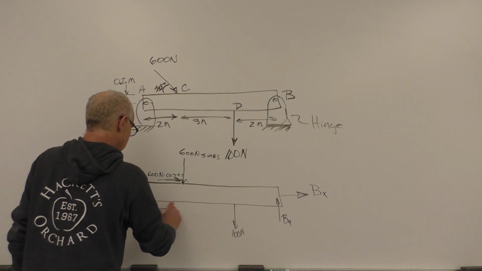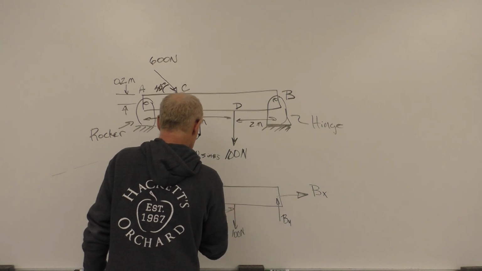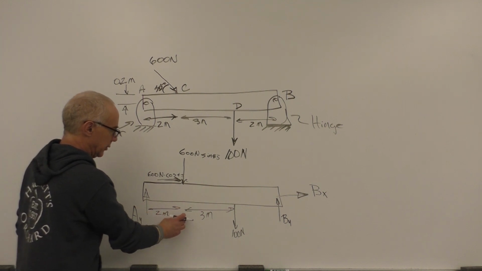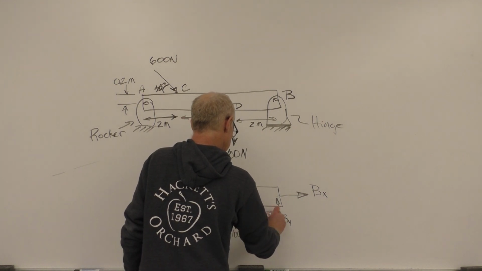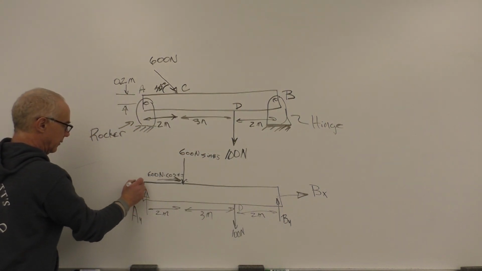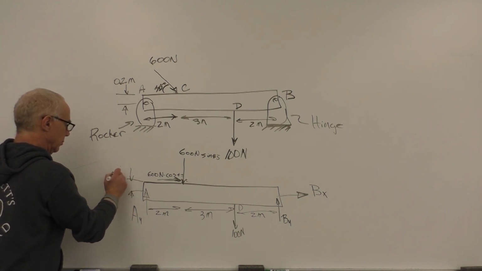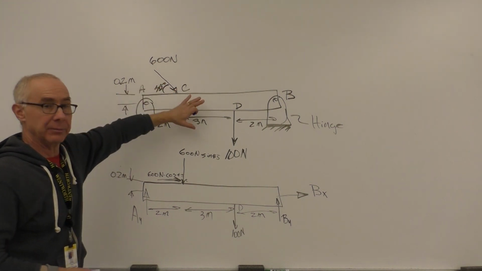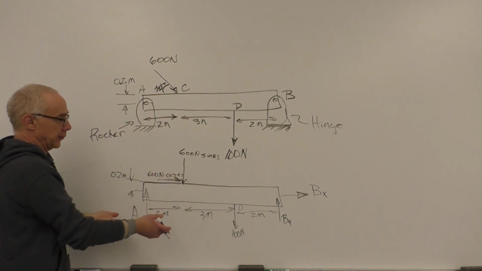Now your free body diagram should also show the dimensions. So we'll just copy those from above. We have 2 meters from A to C, and then 3 meters from C to this point, which we call D, and 2 meters from here to here. And don't forget that we do have a vertical dimension here, and this is 0.2 meters. Okay, so that's the problem. So here's the original diagram showing the beam and its supports, and then this will be the free body diagram.